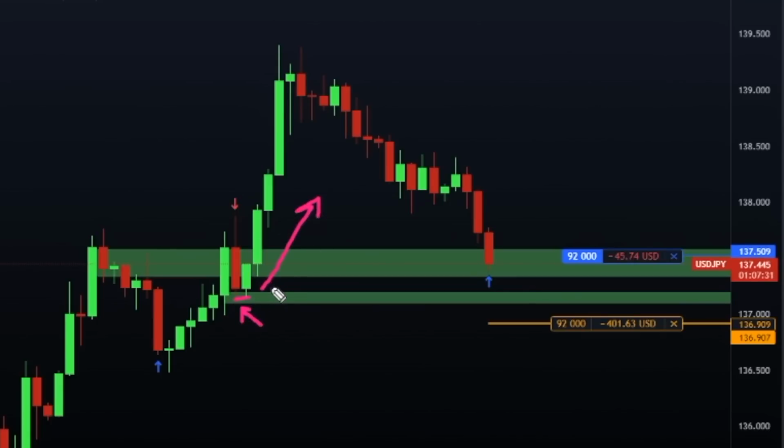So my line of defense is not just this zone, which is of course a key spot. It's also this particular area right around 137 as a breaking point. And what I mean by that is that if price comes down under 137 and shoots down to 136.90, I am out of the trade.